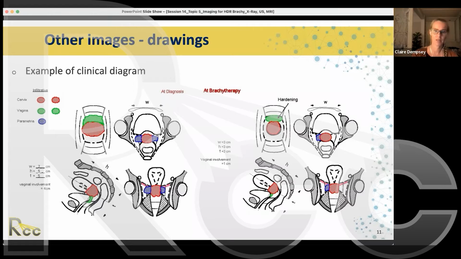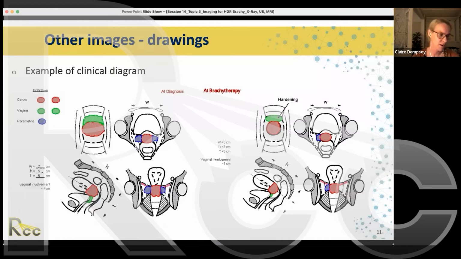So those images are really powerful tools when you come to plan your brachytherapy treatment, because you can draw in a high-risk clinical target volume based on the measurements that you have on your clinical drawings, without having an MRI image to plan on, or any other sort of sophisticated imaging. So even these things are really useful tools.